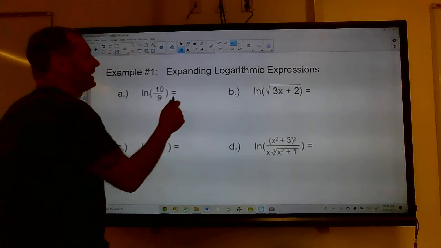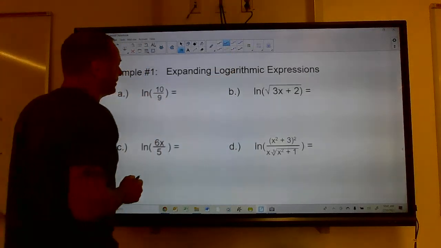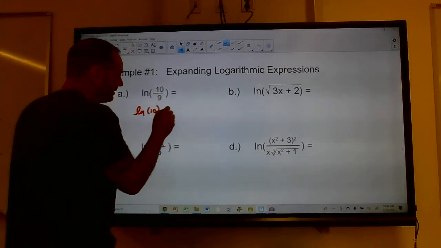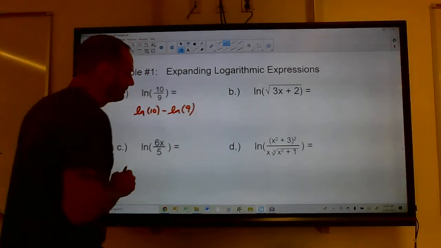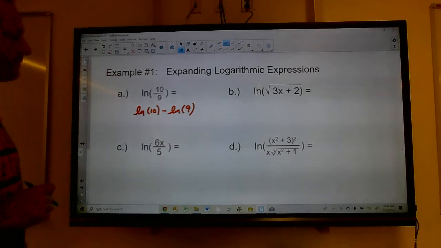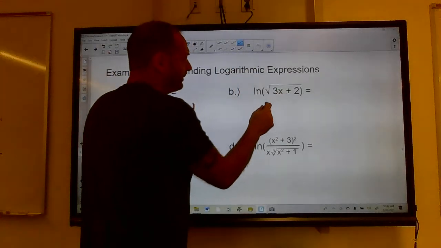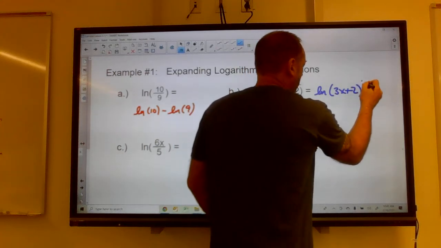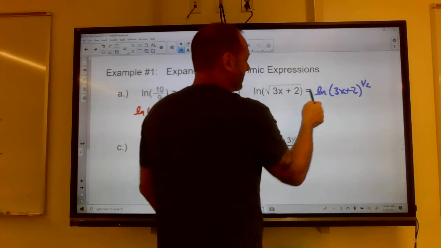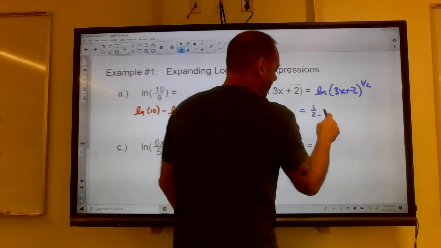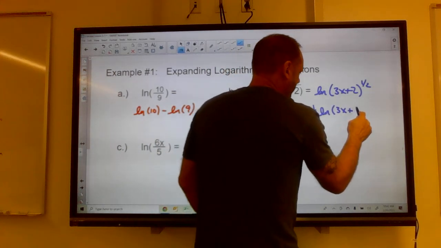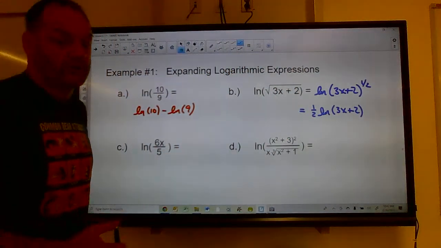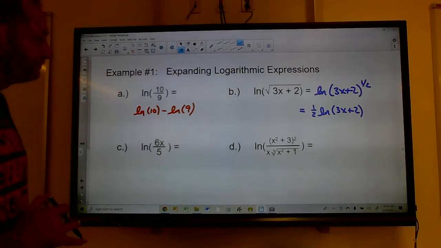Okay, so then we did some expanding of logarithms last year. Since this is division, this would be the natural log of 10 minus the natural log of 9. This one here, I can rewrite as the natural log of 3x plus 2 to the 1/2 power. Now I can take the 1/2 down. This is 1/2 the natural log of 3x plus 2. Now remember, you cannot expand this because you can't expand addition or subtraction. You can only expand multiplication or division.